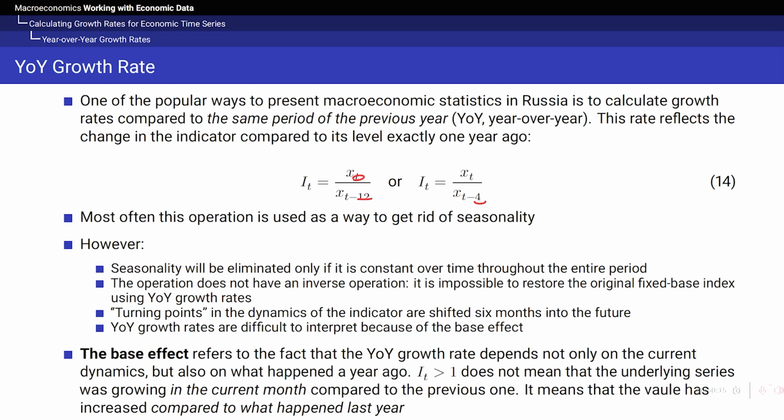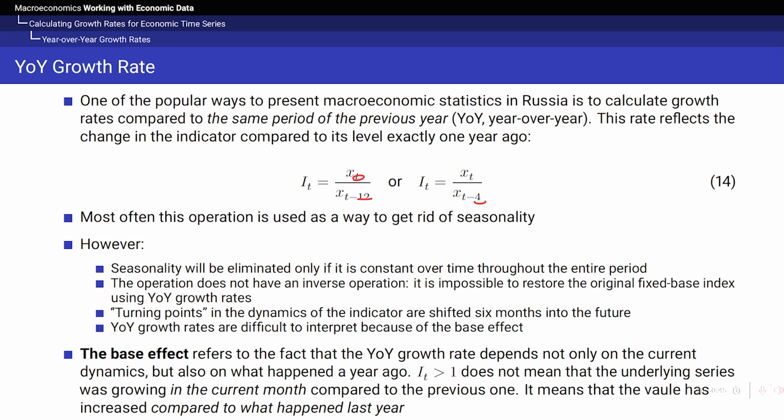fixed base index. This means that this transformation is associated with a serious loss of information. As we will see quite shortly, year-over-year growth rates also respond to current economic conditions with a significant lag. This lag is of 6 months, which is unacceptable when swift decisions have to be made. Finally, the interpretation of these growth rates is complicated by the presence of the base effect.